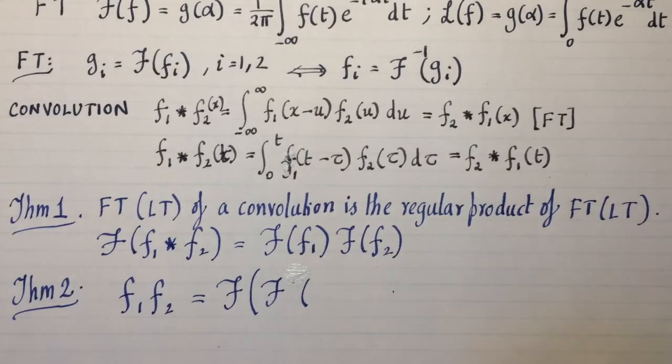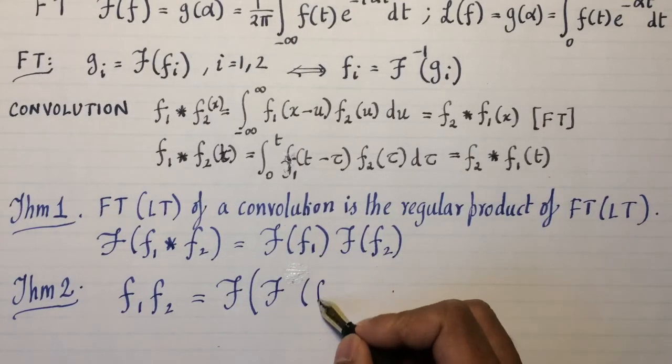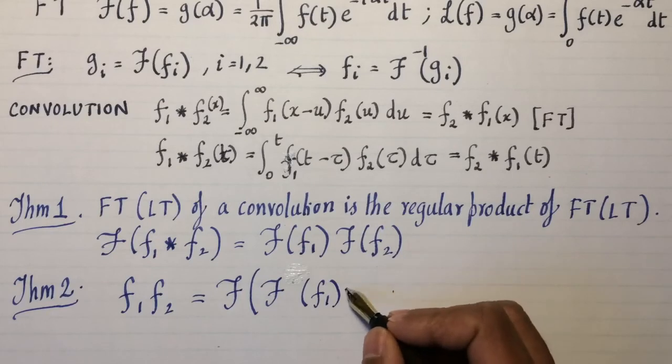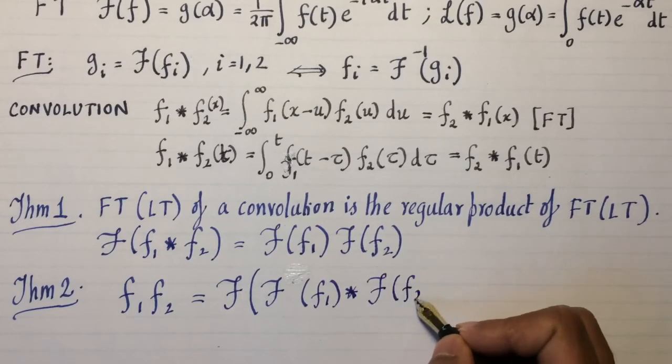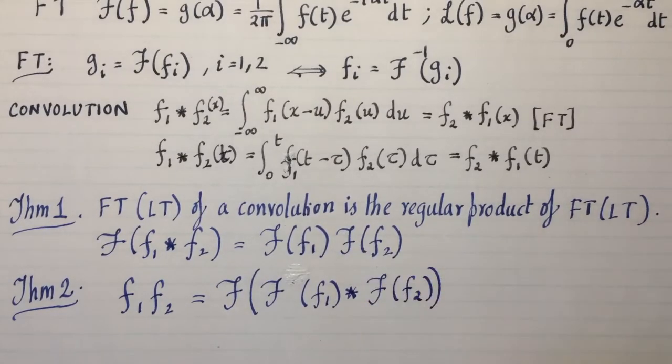So that's going to be F of f1 convoluted with F of f2. So that's like the converse of the previous one. If I want to just get the product of the two functions, what do I do? I take the Fourier transform of the Fourier transforms of those functions convoluted with each other. So these are the two important theorems.